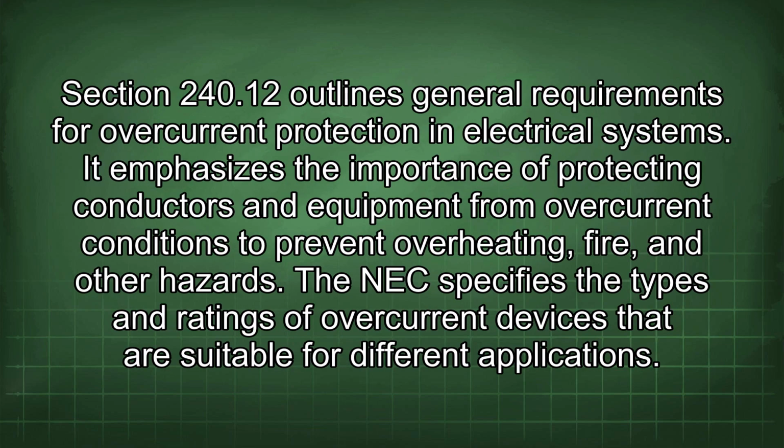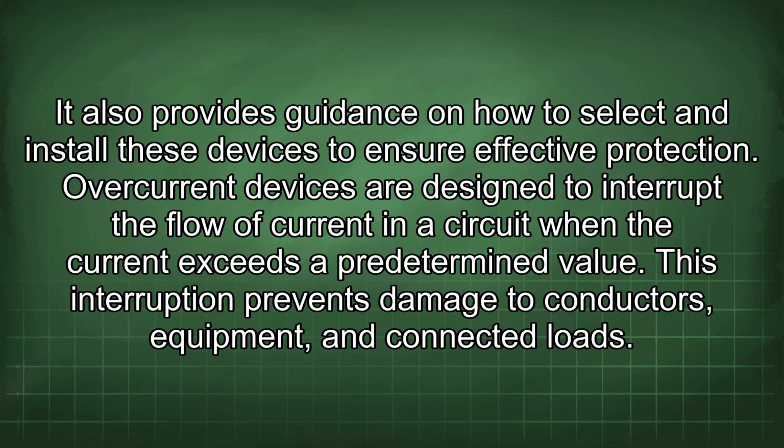Section 240.12 outlines general requirements for overcurrent protection in electrical systems. It emphasizes the importance of protecting conductors and equipment from overcurrent conditions to prevent overheating, fire, and other hazards. The NEC specifies the types and ratings of overcurrent devices that are suitable for different applications. It also provides guidance on how to select and install these devices to ensure effective protection. Overcurrent devices are designed to interrupt the flow of current in a circuit when the current exceeds a predetermined value. This interruption prevents damage to conductors, equipment, and connected loads.